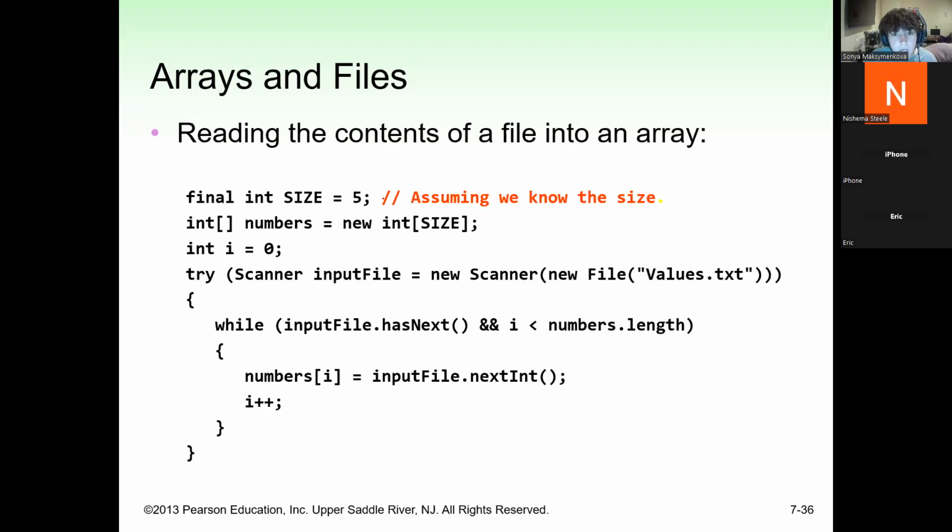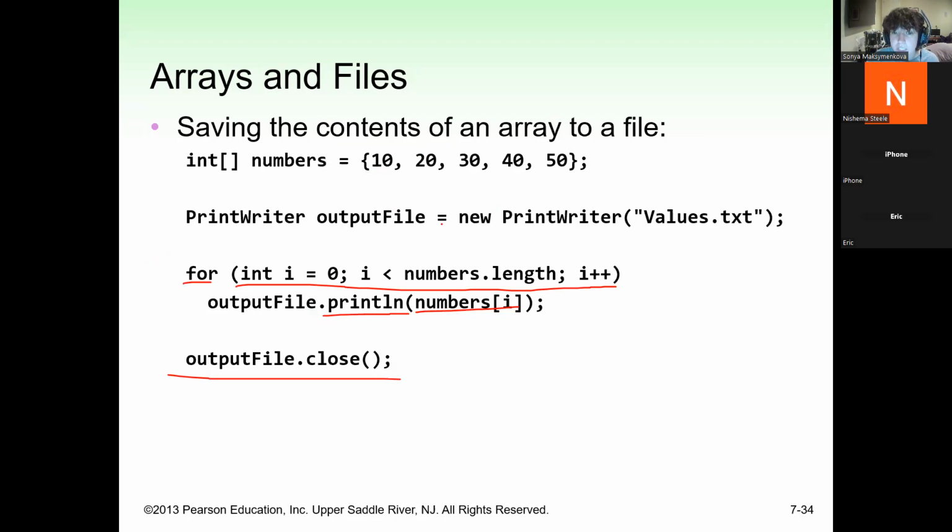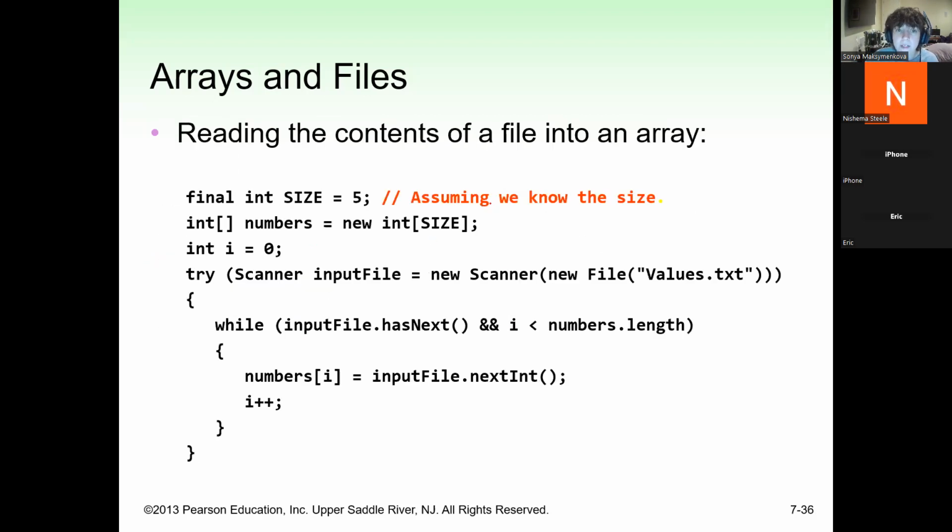And this is how you would read the contents of a file into an array. In the previous case, we printed our array to a file, but in this case, we are trying to read whatever's in a file into our array. However, for this one, you have to know the size. You have to know how big your array should be, which sometimes can be really complicated to know. However, in this example, we are assuming that we know the size, and in this case, it's 5.